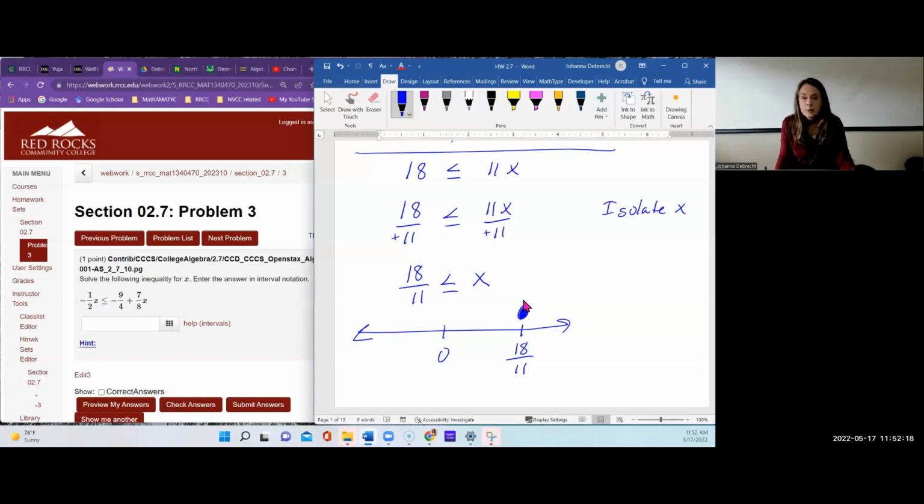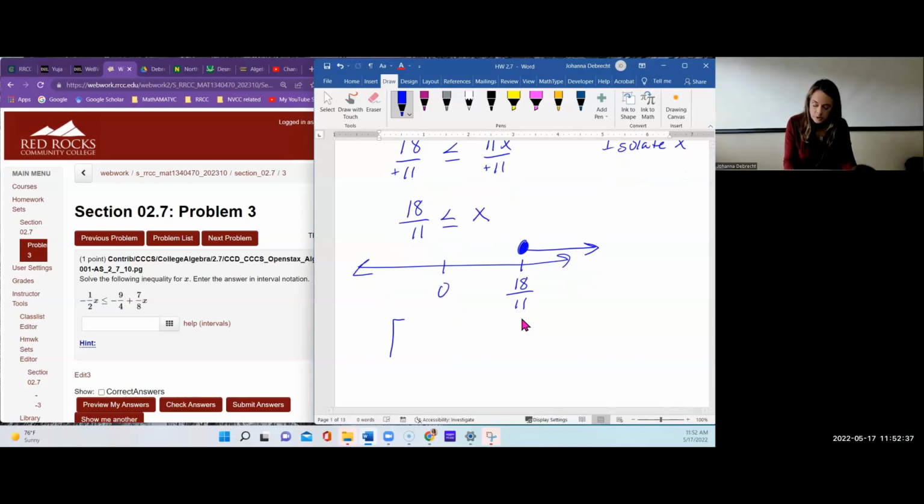Now I have to decide which way to go. Look at the variable and see which side of the symbol it's on. It's closest to the wide end, which is go right where the bigger numbers are. Now let's interpret this by reading it from the left to the right side. It starts on the left with the solid ball, so we put a square bracket, 18 over 11, and then it goes to the right where positive infinity is found. With infinity and negative infinity, you always use round parentheses because they're not numbers.